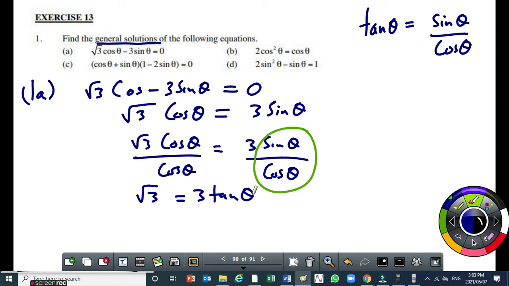Then you can divide both sides by 3, and that will give you tan theta equal to square root of 3 over 3. Then let's bring in the general solution. From here, you have a trig equation that you are used to from grade 10. So I've created tan from sine and cos.